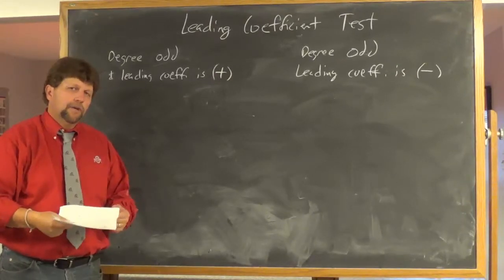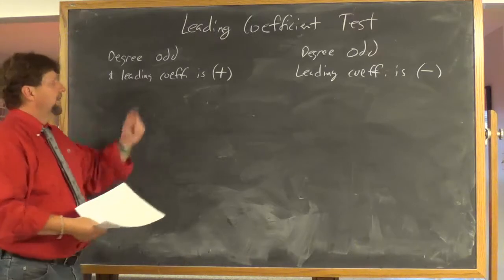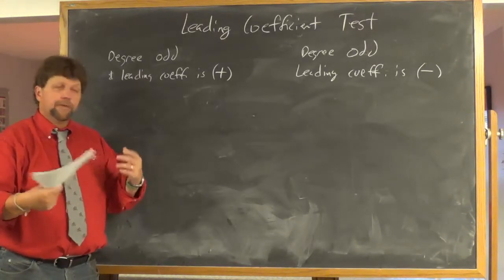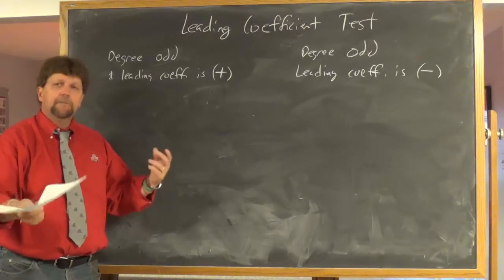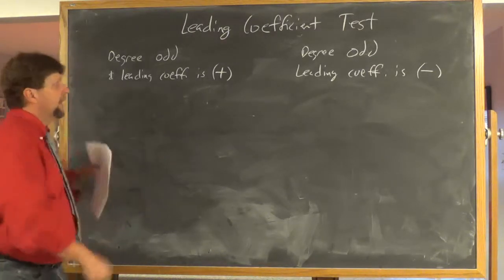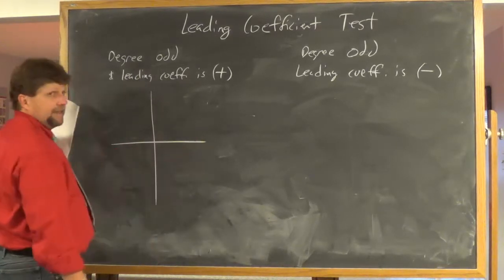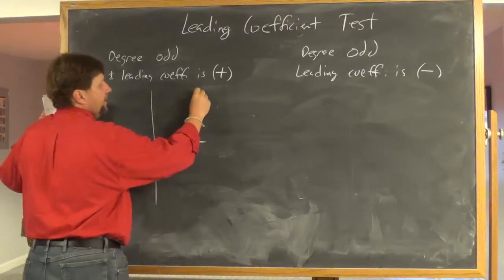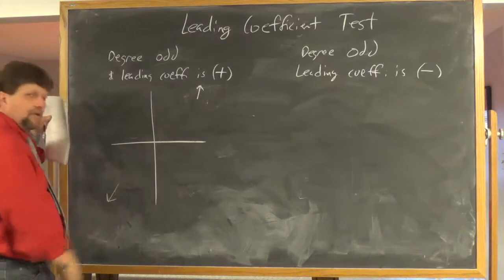Now let's take a look at what's happening if your degree is odd and the leading coefficient's positive. We just reviewed what was happening with the end behavior of the graph when the degree was even. Now we're going to look at what's happening when the degree is odd. So if your degree is odd and the leading coefficient is positive, this end is shooting up, this end is going down.